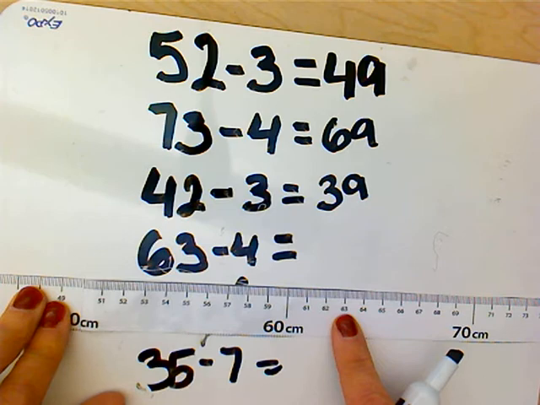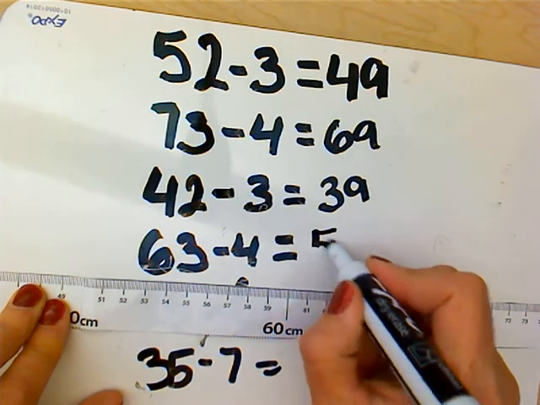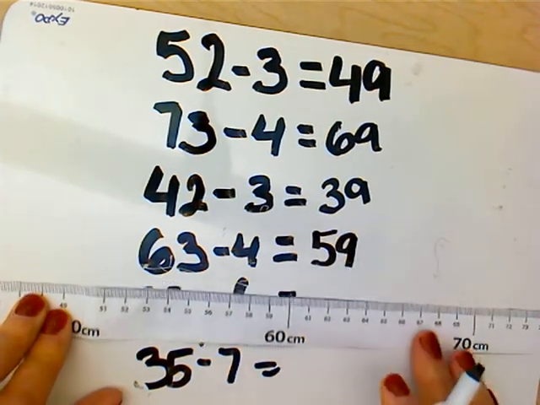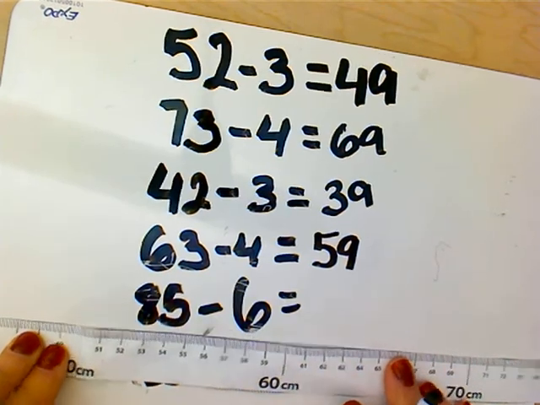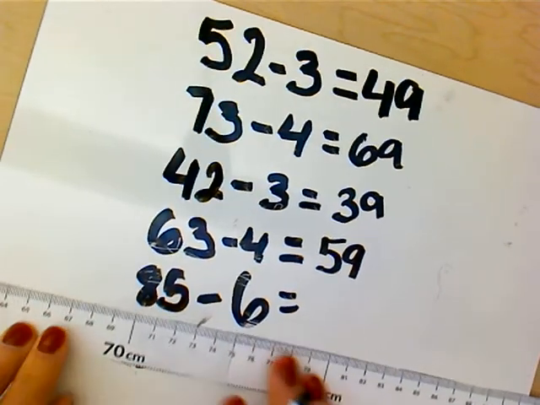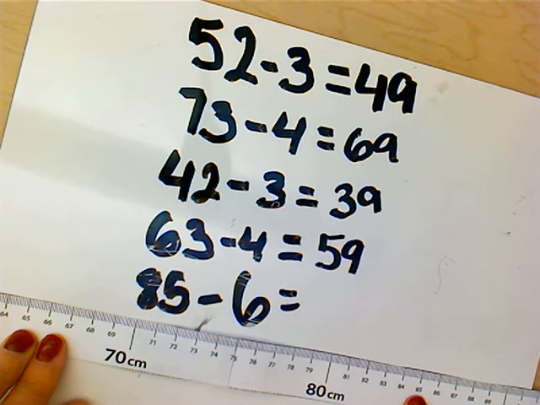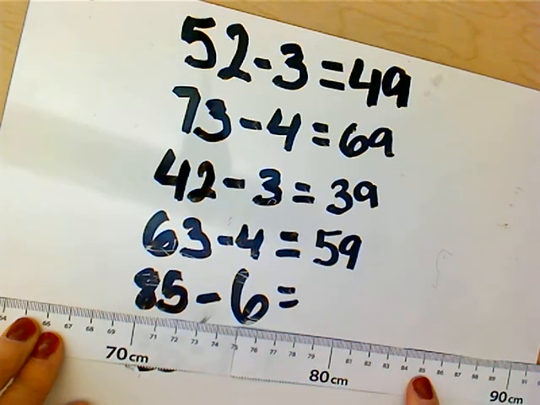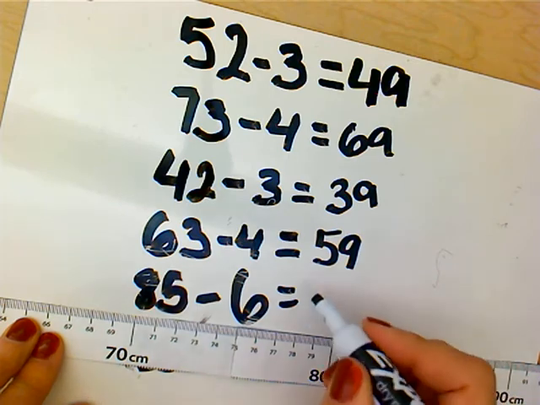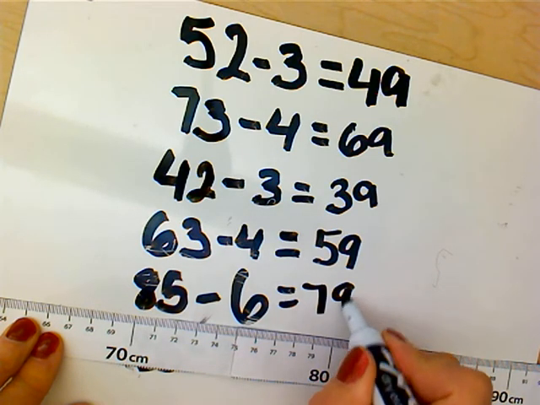63 counting back 4. Did you come up with 59? I hope that you did. And 85, let's go to 85, and we are going to count back 6. 85 and counting back 6. Counting back 6 from 85 should have given you 79.